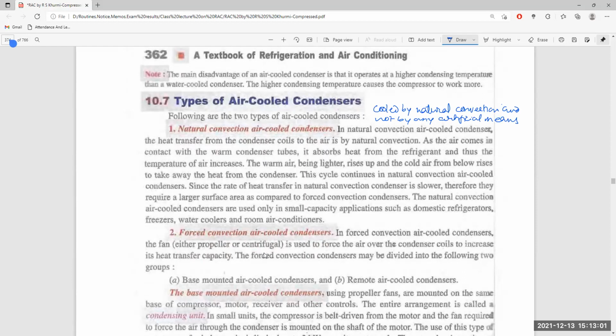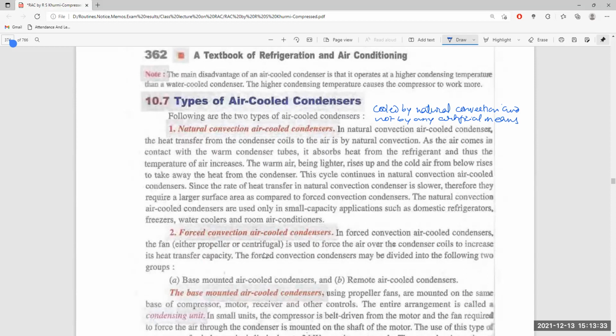As the air comes in contact with the warm condenser tube, it absorbs heat from the refrigerant, and thus the temperature of the air surrounding it increases. The warm air, being lighter, rises up, and cold air from below or from the surroundings takes away the heat from the condenser. This cycle continues in a natural convection air-cooled condenser.